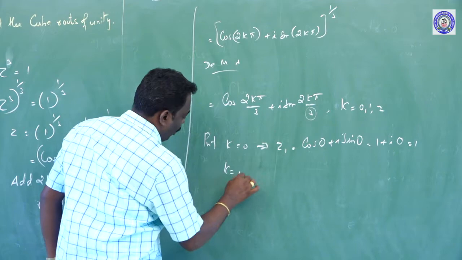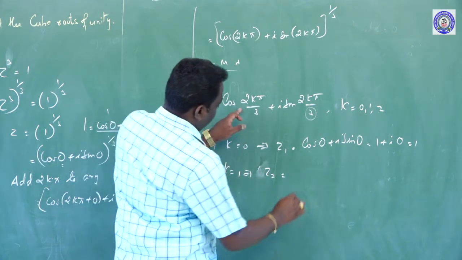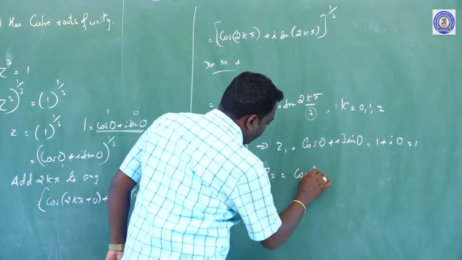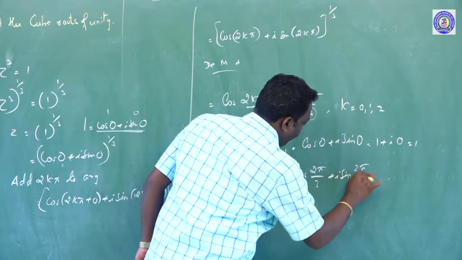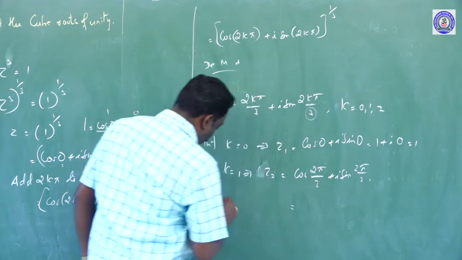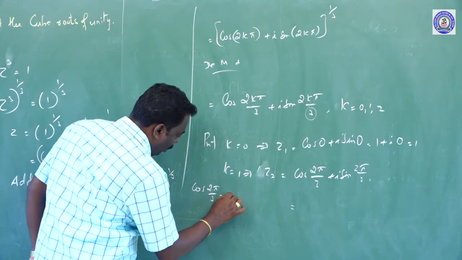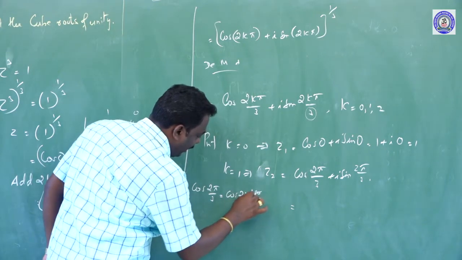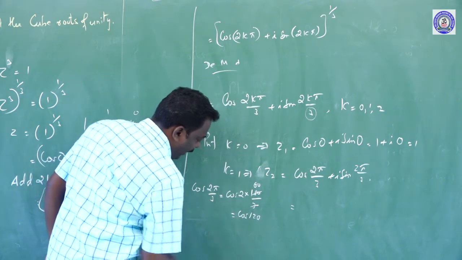Then put k equal to 1, that implies the complex number defined by z2. Therefore, it is cos(2π/3) plus i sin(2π/3). Now calculating the value: cos(2π/3) is equal to cos(2 into 180 by 3), cancel, that is 60. Therefore, that is equal to cos 120 degrees.